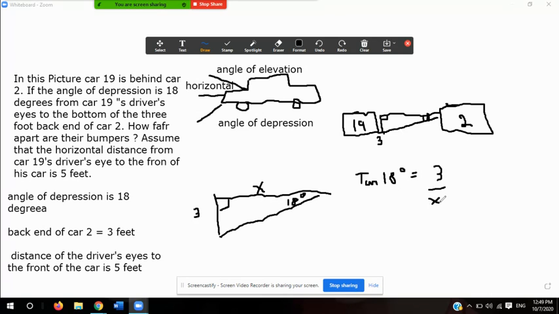The tangent of 18 degrees is 0.3249. Let me write it down here as a text box, it's easier. So the tangent of 18 degrees is 0.3249.